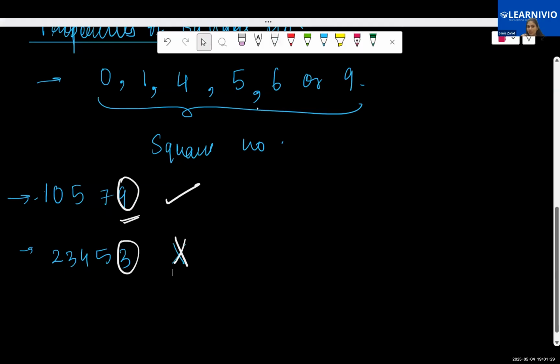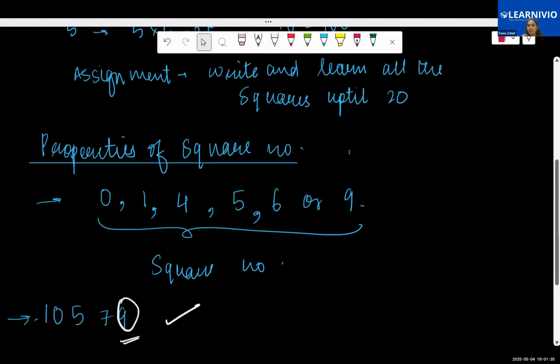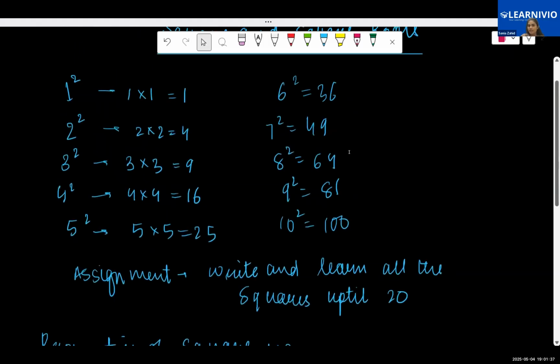Okay, now if you look very carefully, why only these numbers am I selecting? 0, 1, 4, 5, 6, 9, why not 3, why not 2? If you look carefully, this is the very basic format. Look at these numbers. 1 square is 1, 2 square is 4, 3 square is 9. Now, do you see all of these numbers ending in specific digits? See, this is ending in 1, 4, 9, 6, 5, again 6, again 9, again 4, again 1, and 0.